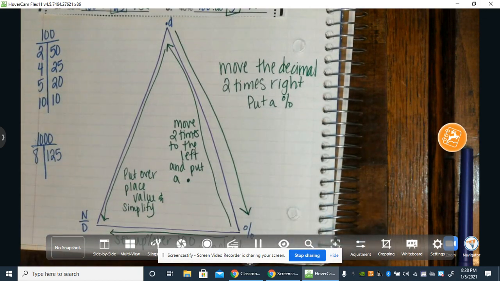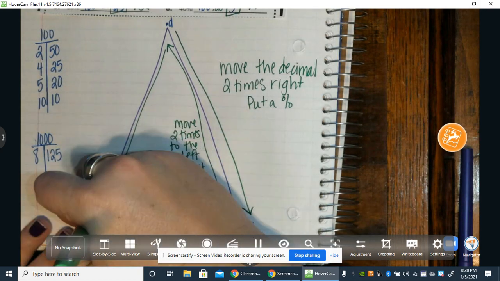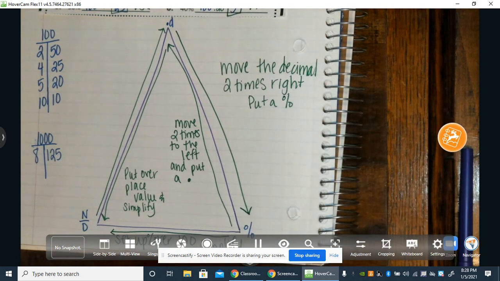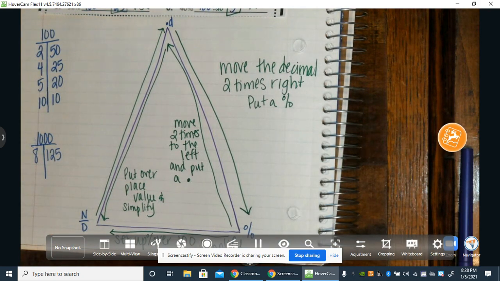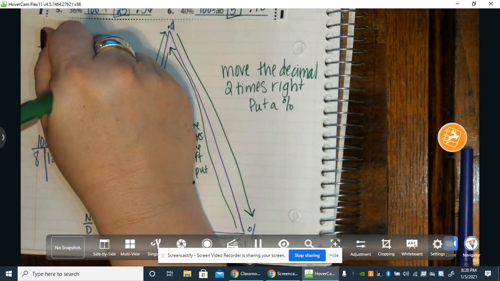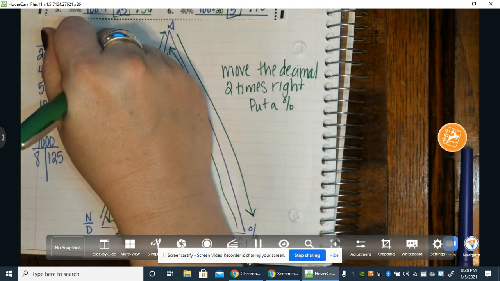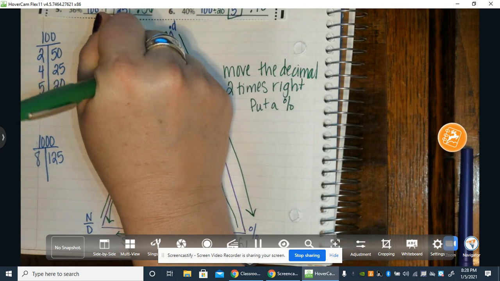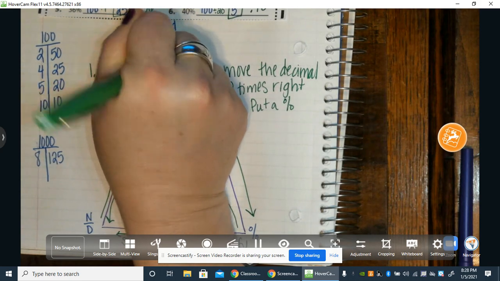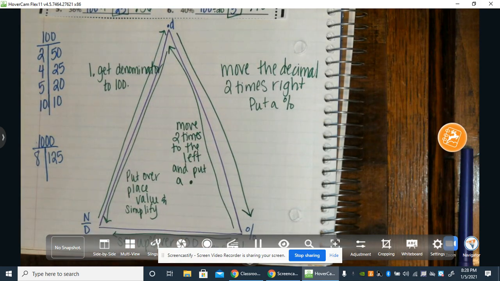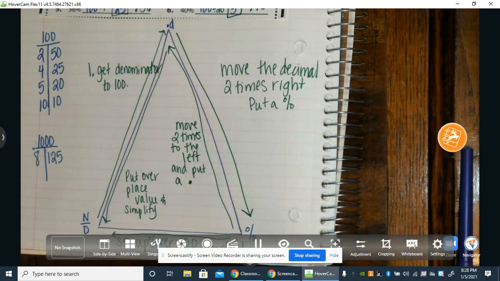Now, from a fraction to a decimal is my last one I'm going to do. And you can do it 2 ways to go from a fraction to a decimal. So my first way is get the denominator to 100. So if you can get your denominator to 100, then you think of place value. Okay, that's one way to do it.